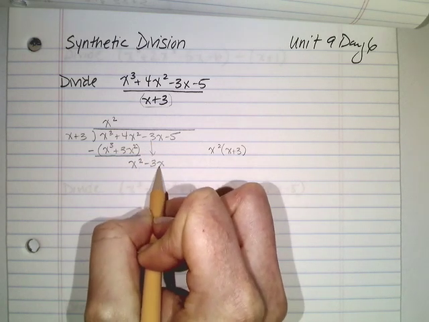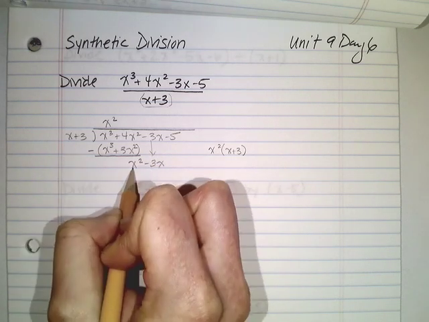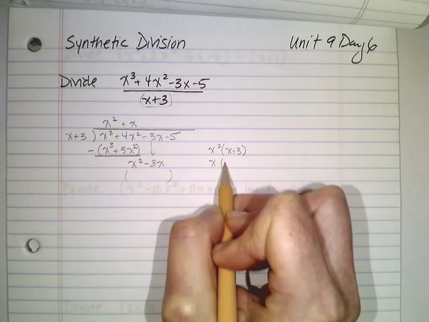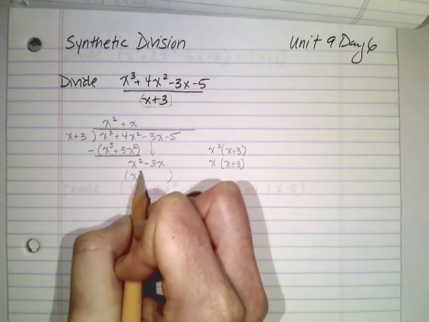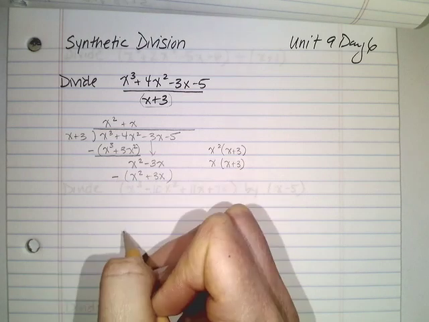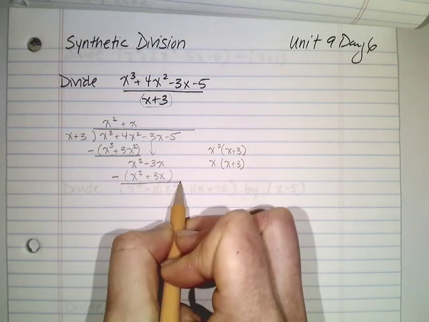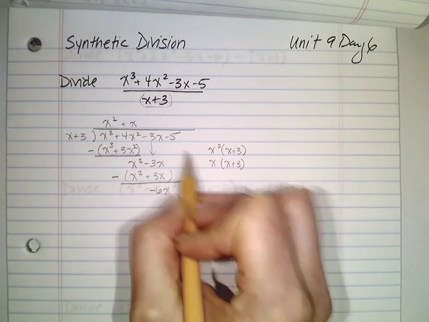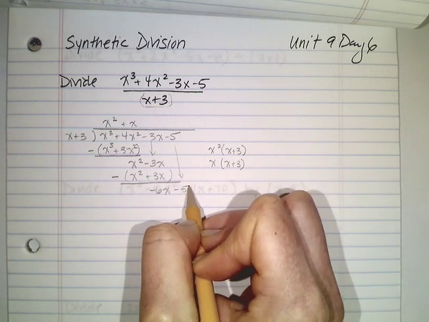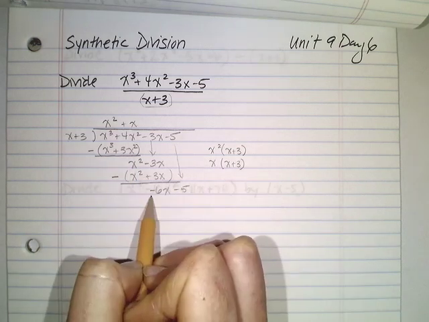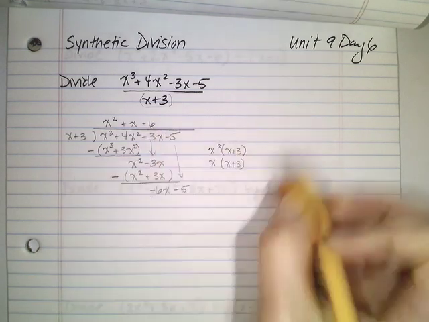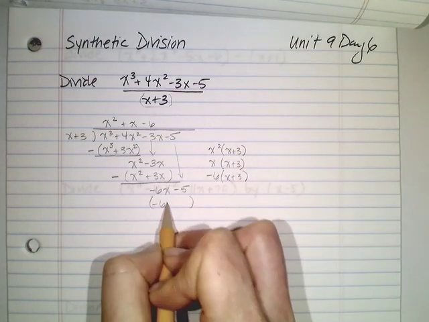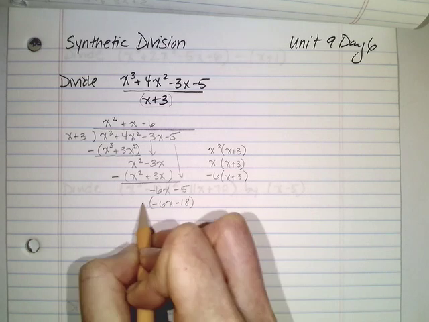minus 3x. We're going to multiply x times x to get x squared, so plus x. And x times x plus 3, well, that's x squared plus 3x, and we're going to subtract that amount. The x squareds cancel. I get negative 3x minus 3x, or negative 6x, and then we bring down the negative 5. I need to multiply x by negative 6 to get negative 6x. Negative 6. And I get negative 6x minus 18.